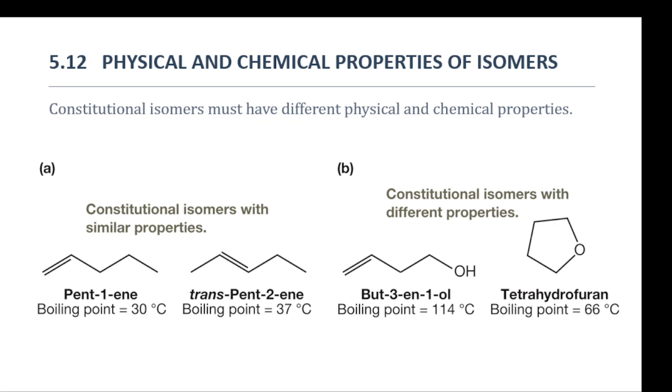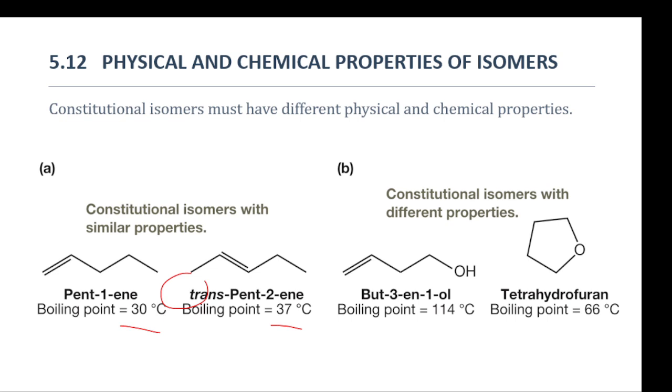Okay? So constitutional isomers with similar properties. Here we have a 1-pentene, and here we have the trans version of that for the 2-pentene. Notice the boiling points are pretty close, but not quite the same, are they? So 30 versus 37 degrees Celsius. So if you had wanted to separate these, if you were to very, very carefully distill these, you'd actually get some separation.